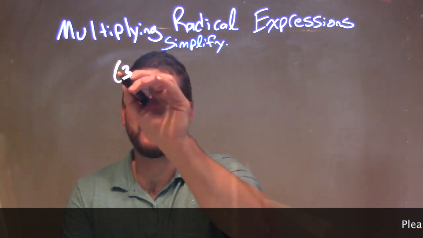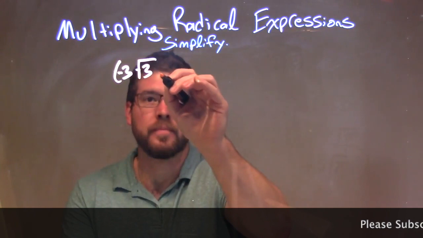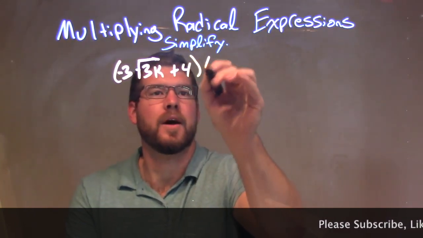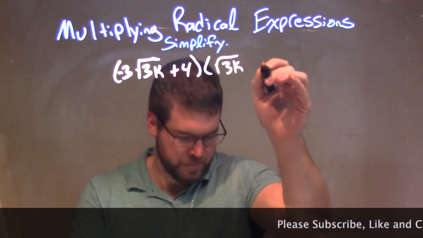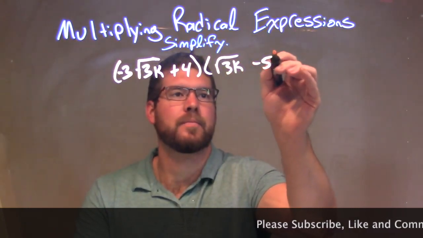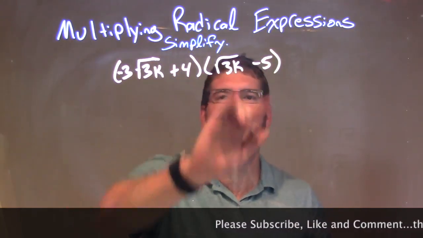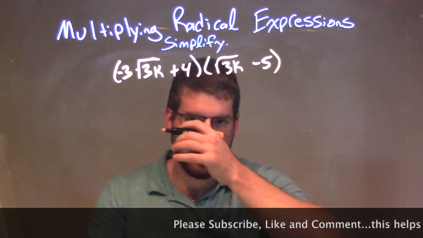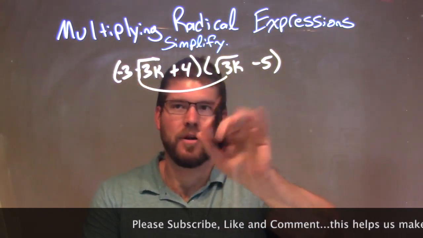Minus 3, sorry, square root of 3k plus 4 times square root of 3k minus 5. Okay? Well, so I cannot simplify within each of my parentheses, so I'm going to distribute everything from my first parenthesis times everything of my second parenthesis. So, let's do that. We draw our arcs to make sure we have all our steps there.